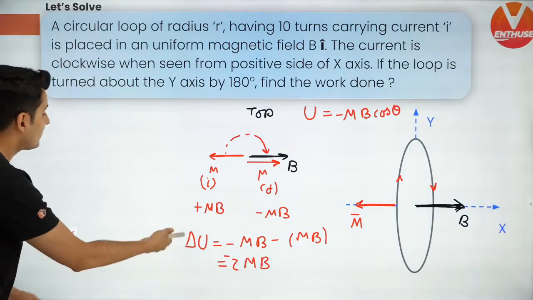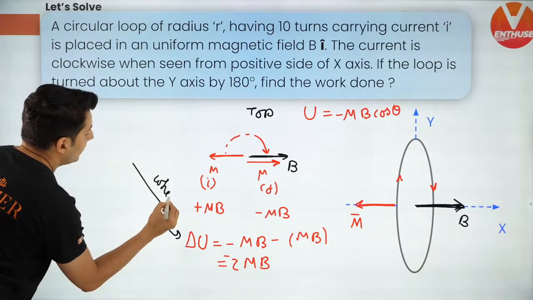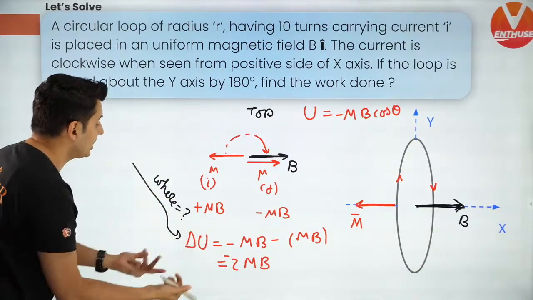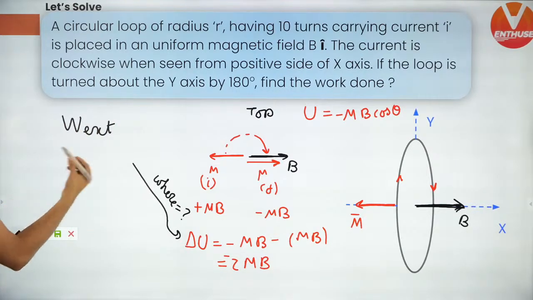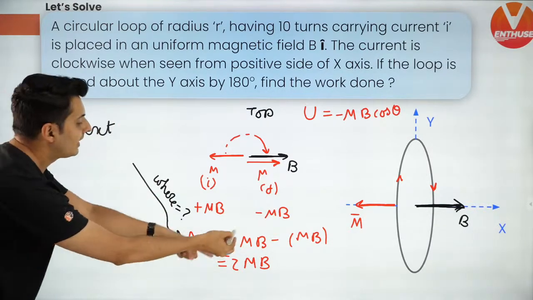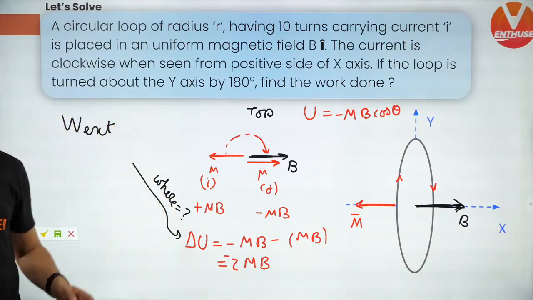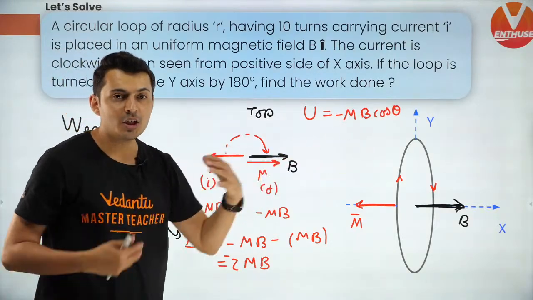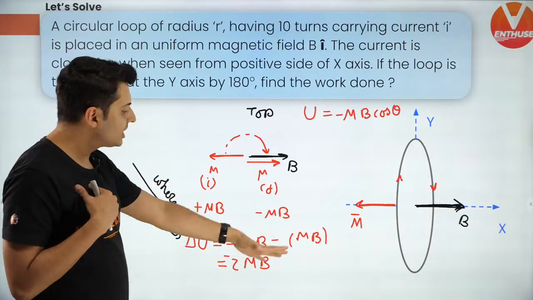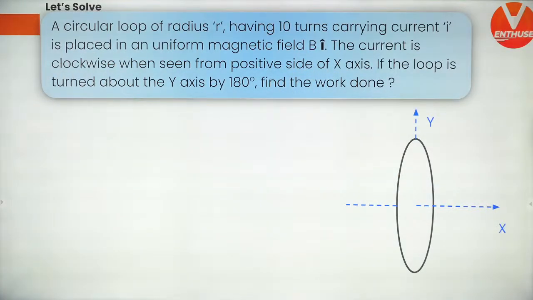So where will this energy change come from? How will the potential energy change? Because of the work done by the external force. So how much is the work done? Minus 2 MB. That's the answer. That's the work done. If you do work, only then the potential energy will change. So whatever work I am doing will be the change in the potential energy. That's the answer. I hope this is clear.